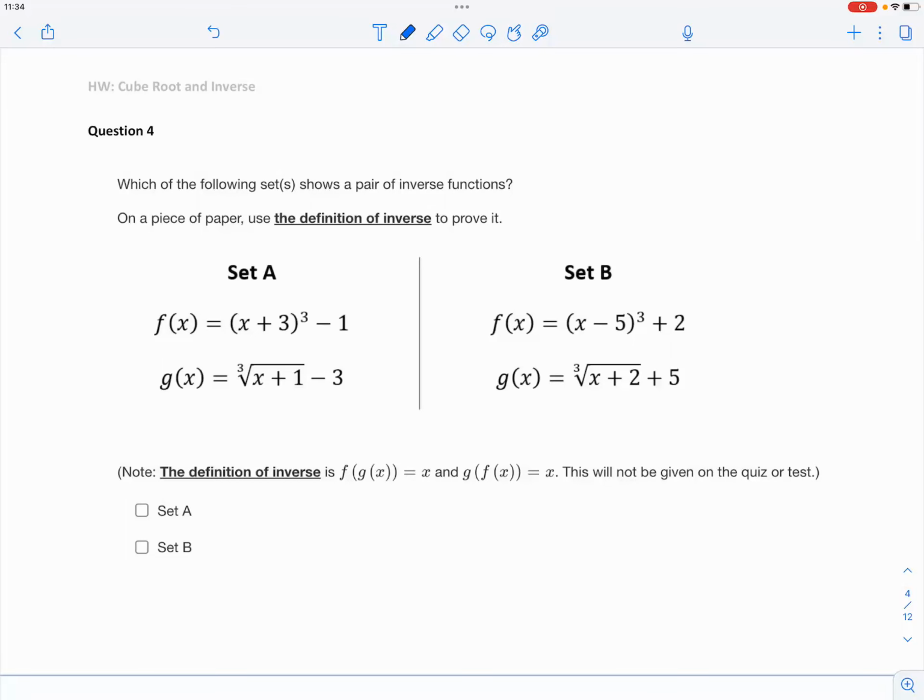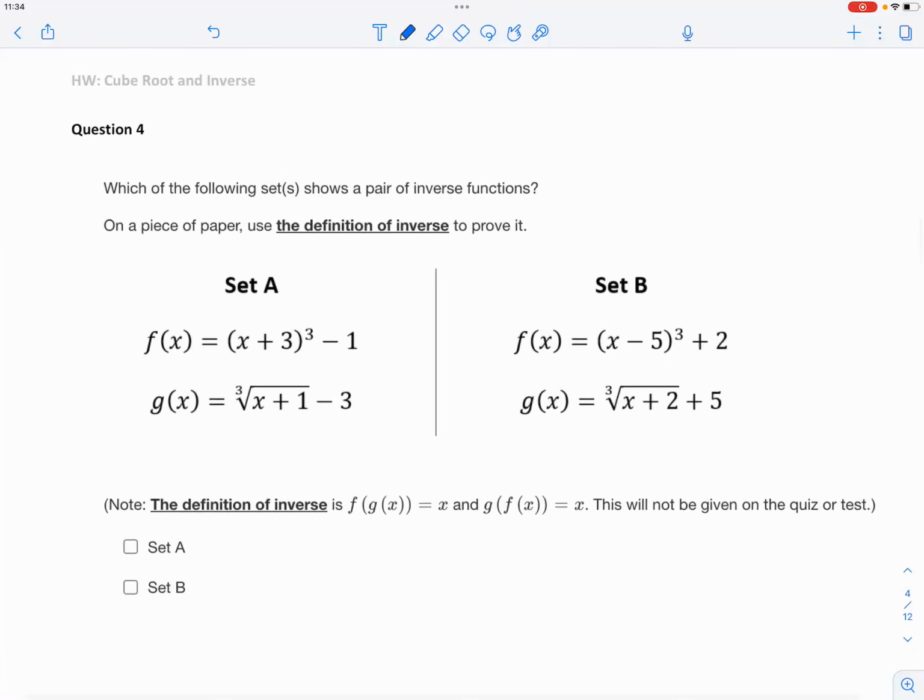For question number four would be something more like a quiz question, where you have to use the definition of inverse, which means that f of g of x is equal to x. You have to use this to show that they are truly inverse of each other.